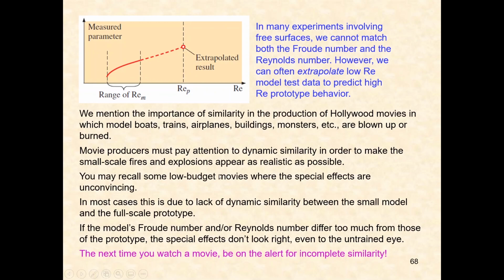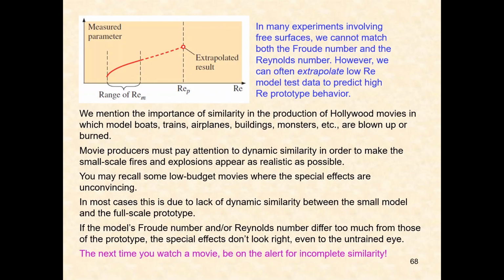We mentioned the importance of similarity. In the production of Hollywood movies, even with all the CGI, they actually need to understand this as well to make it more realistic. Sometimes if we look at it and know that the scale is not supposed to be like that, for example how everything is blown up or burned, the scale of the fire and explosions, usually we can say that it is not logical, it is not what it should be.